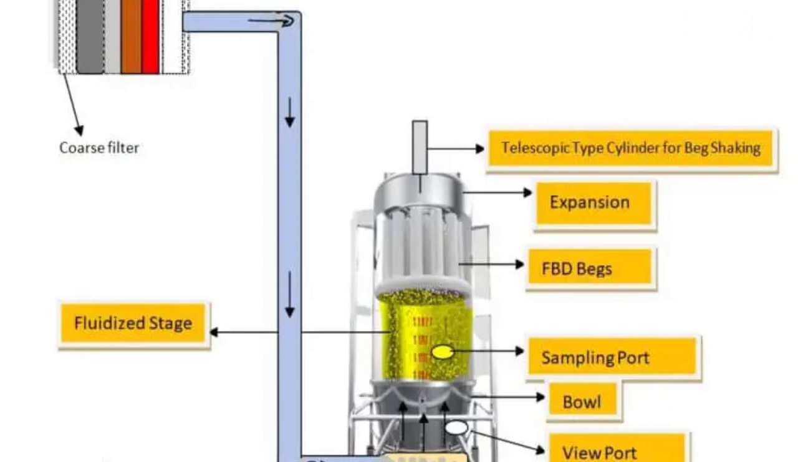Some quick facts on fluidized bed dryer. 1. What is the endpoint of FBD? The endpoint in FBD is calculated by using the loss on drying method. 2. What is the full form of FBD? The full form of FBD is fluid bed dryer.